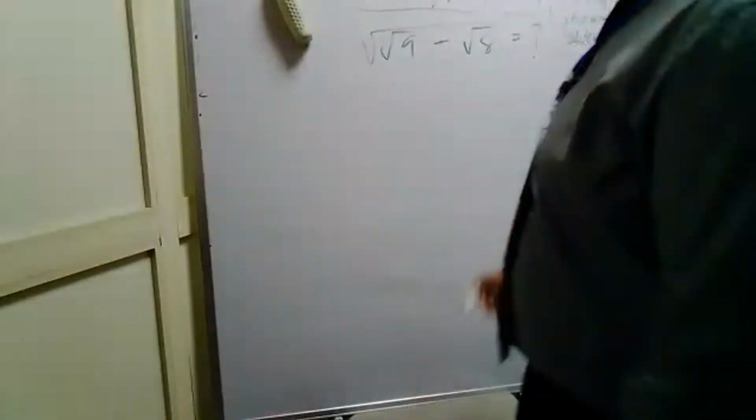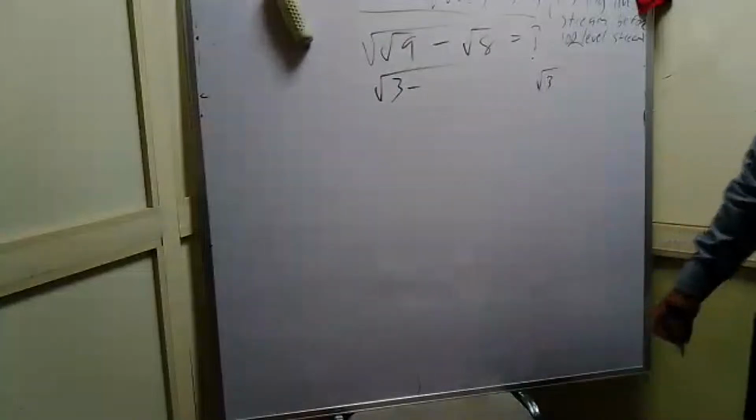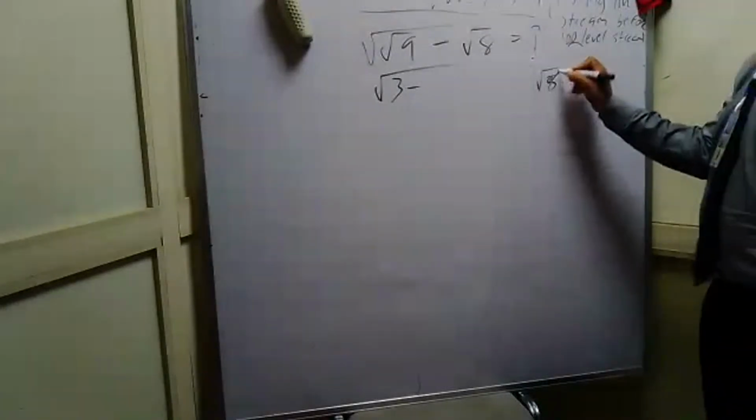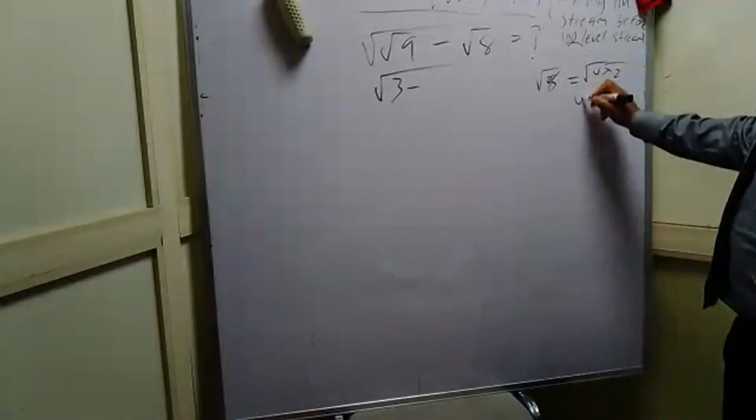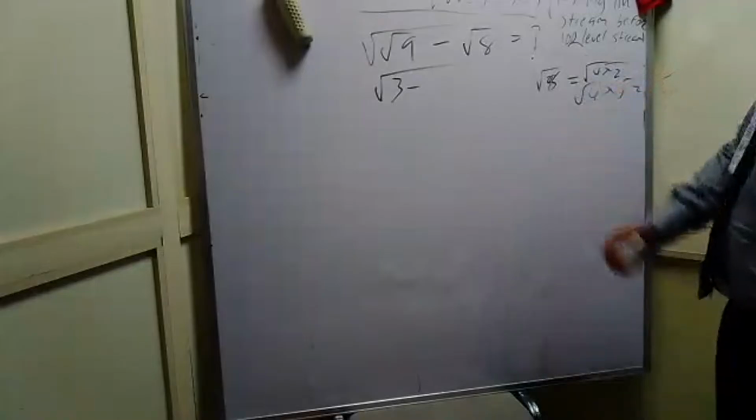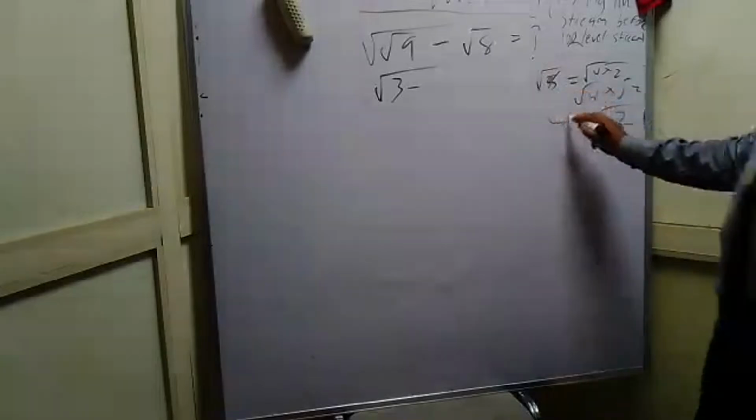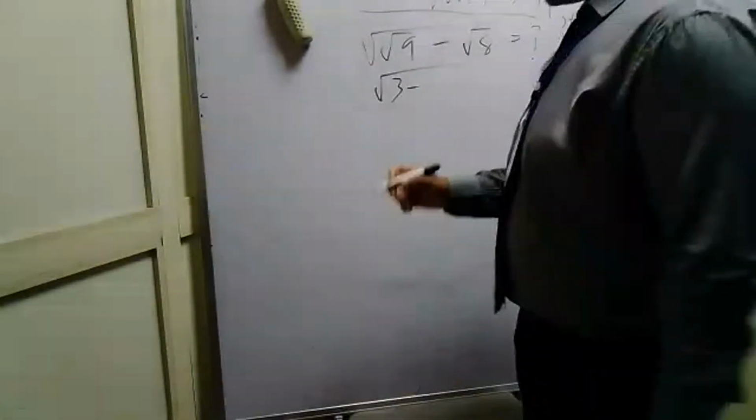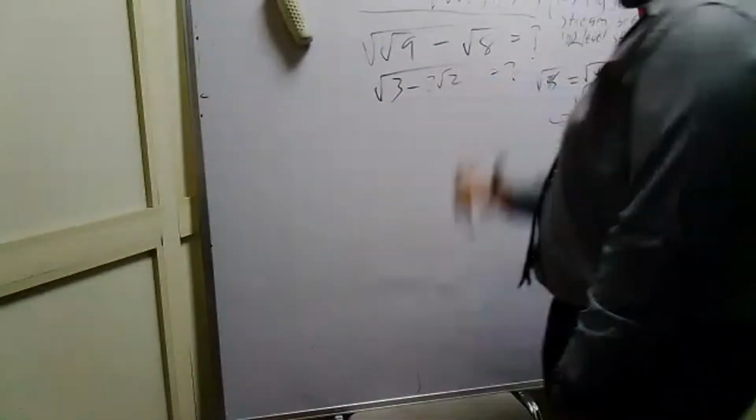Now, some people say, why would you have the square root, and that square root is not simplified here. So this can be simplified: square root of 9 is 3, minus square root of 8. You can simplify it down: square root of 8 equals square root of 4 times 2. You can separate it, square root of 4 times square root of 2. And square root of 4 is 2, so this is simply 2 root 2. The square root of 8 here can be simplified to 2 root 2. Square root of 9 is 3, so you have square root of 3 minus 2 root 2 is equal to question mark.